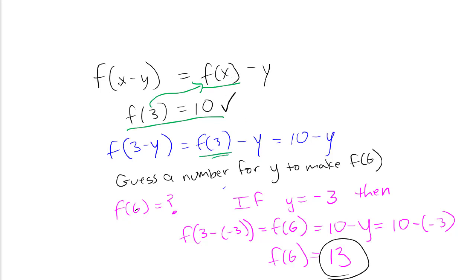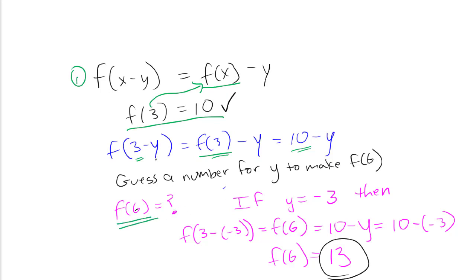And I'll do that down here in blue. In which case, my first function equation becomes f(x − y) is f(3 − y) equals the f(3) − y. And they tell us f(3) is 10, so that really becomes 10 − y. Okay, we're getting somewhere. I've got f(3 − y) = 10 − y. Still a little confusing, but what can I do here? Well, maybe I can guess a number for y that will make what I need to find, and I need to find f(6).